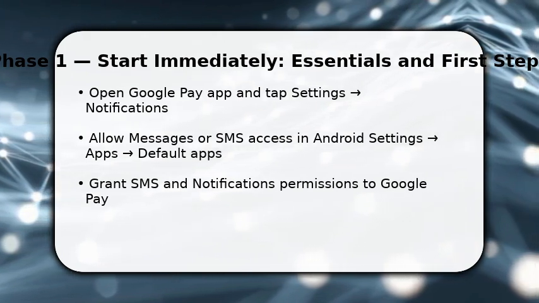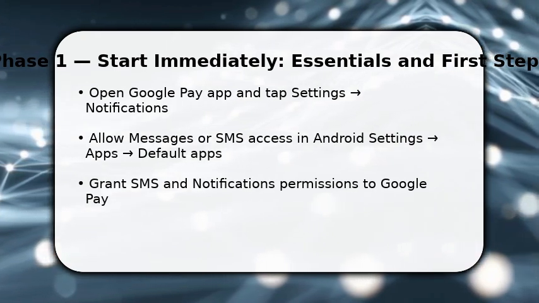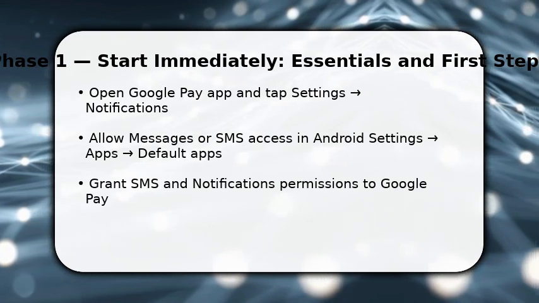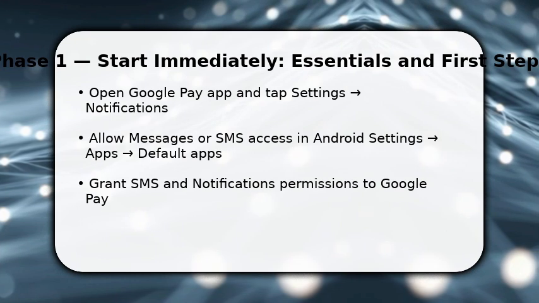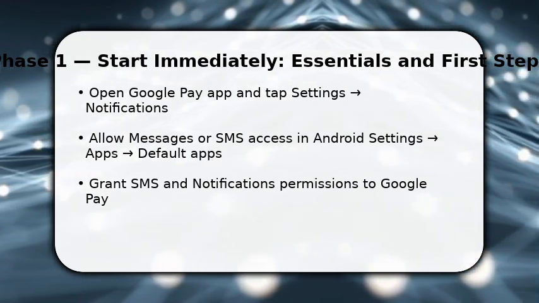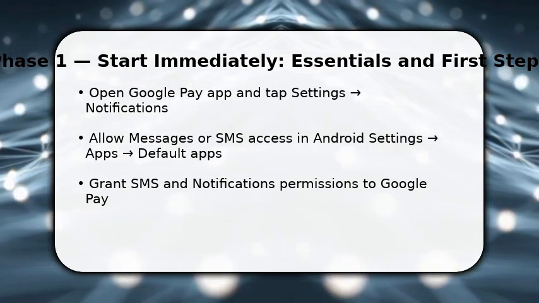Next, make sure Android Settings lists Google Pay for SMS or notifications, because without that the app cannot surface message threads. Once done, double-check that Do Not Disturb or Battery Saver isn't blocking notifications. These system blocks often prevent messages from appearing even after permissions are granted.